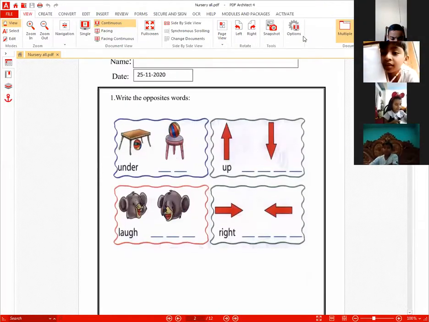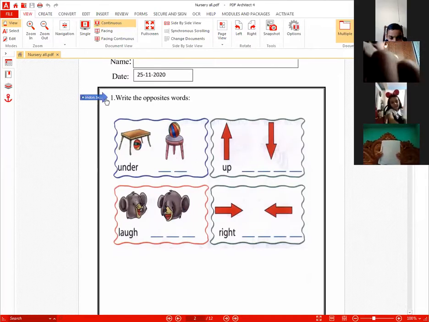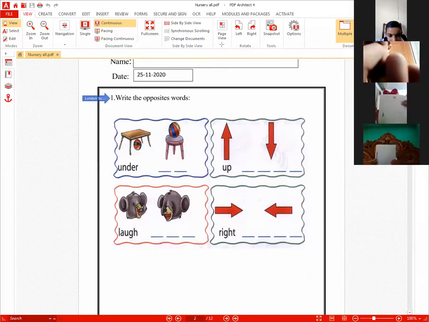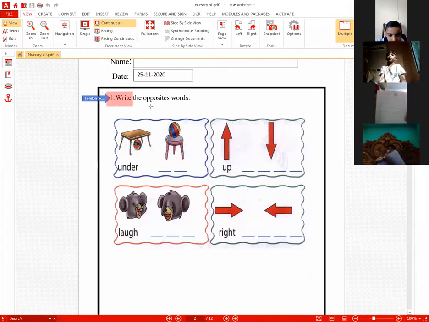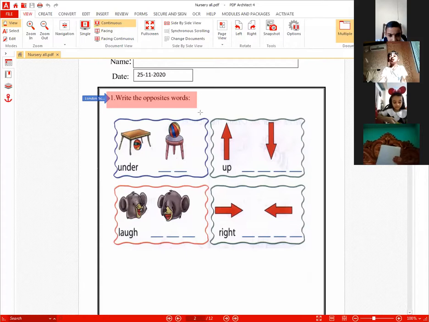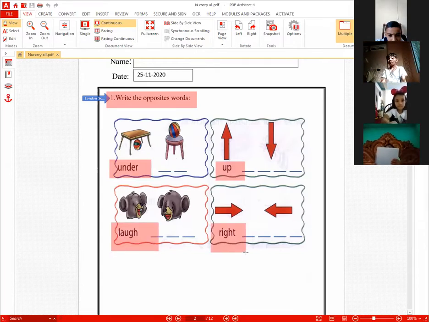Now, I am showing you. This is the first topic. The topic name is write the opposite words. Here you have some words, 1, 2, 3, and 4. Now you write the opposite word for each of these words. Okay. The first one is under. Who can say what is the opposite of under?